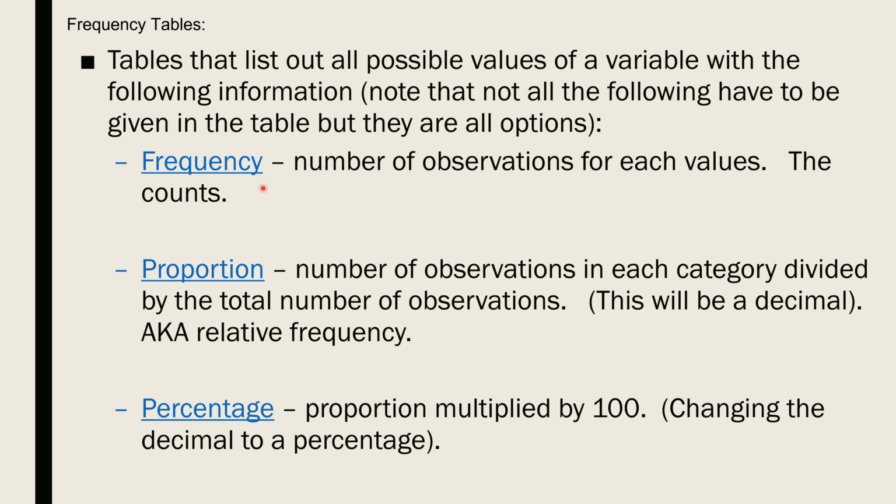First, frequency. Frequency is the number of observations for each value, or we say the counts. Second, proportion. Proportion is the number of observations in each category divided by the total number of observations. Proportion will be a decimal. It is also known as relative frequency.